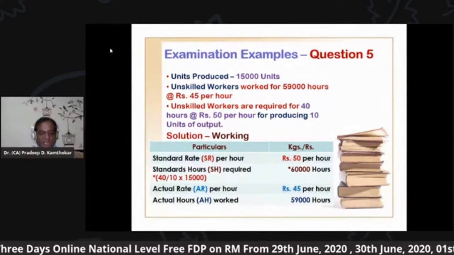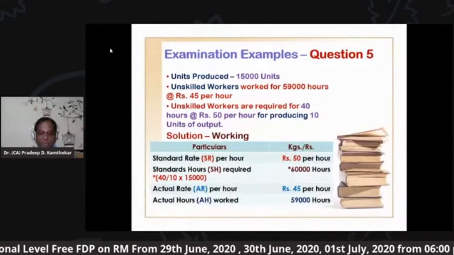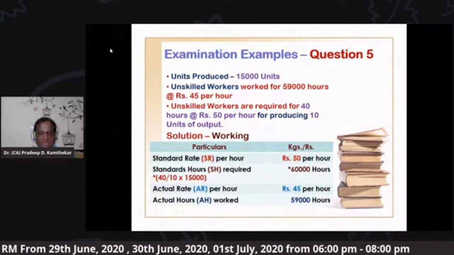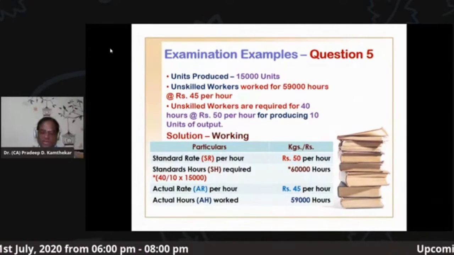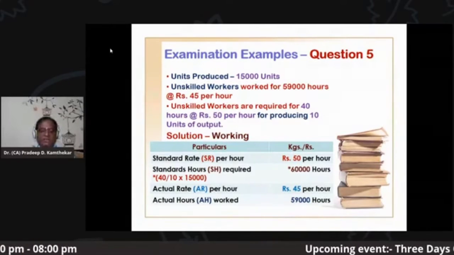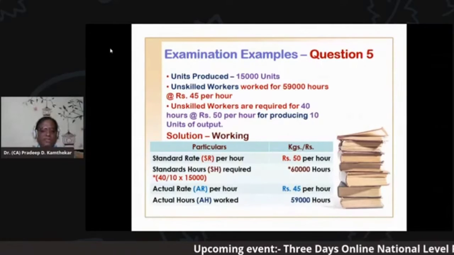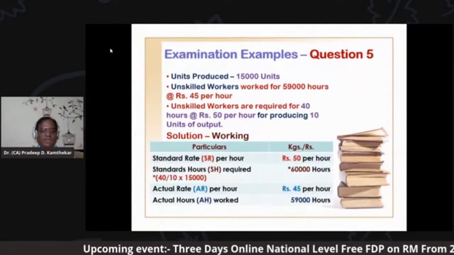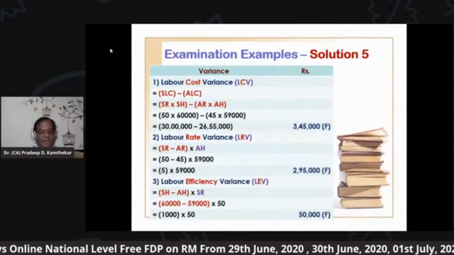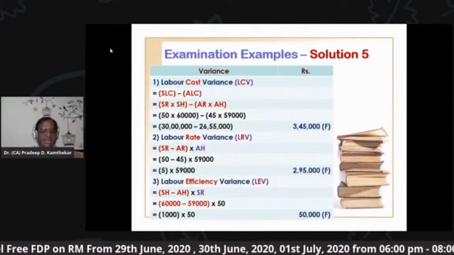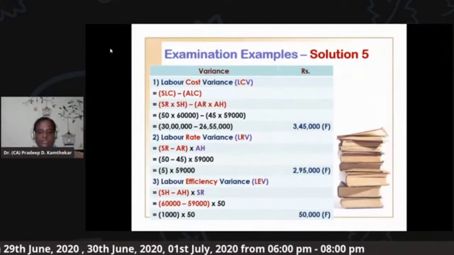So with this, we have standard rate per hour 50 rupees per hour, standard hours 60,000 hours, actual rate per hour 45 rupees per hour, and actual hours 59,000 hours. Now let us put that in the formulas and we'll get the labor variances. So here labor cost variance, again standard labor cost minus actual labor cost, that is standard rate into standard hours minus actual rate into actual hours.